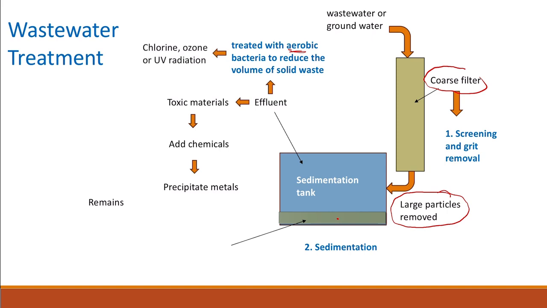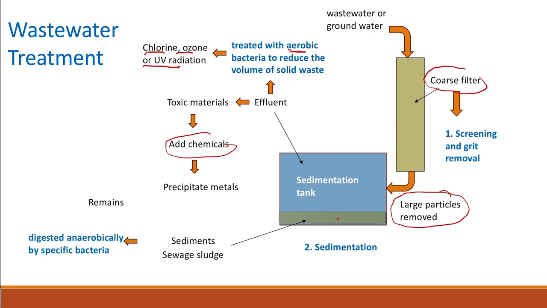And then this effluent can even be used after that for drinking in some countries or in some areas if it is sterilized by adding chlorine, ozone, or UV radiation. If the wastewater comes from industrial waste, then it might have some toxic material. So you need to get rid of the toxic material by adding chemicals and precipitating the metals.